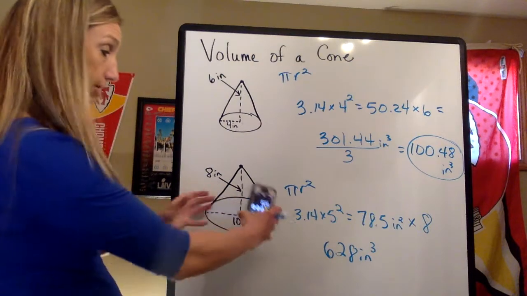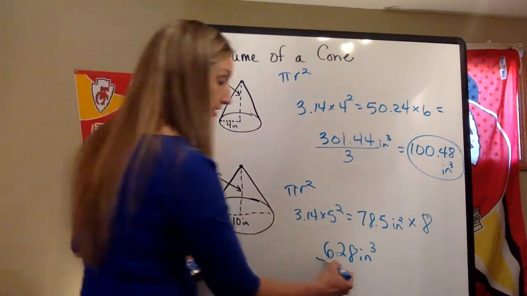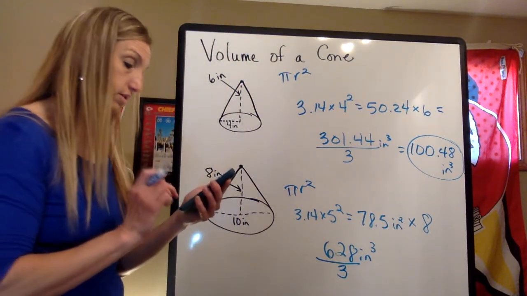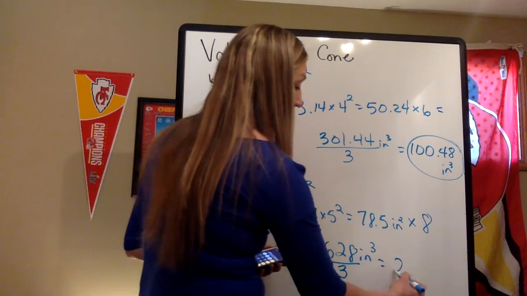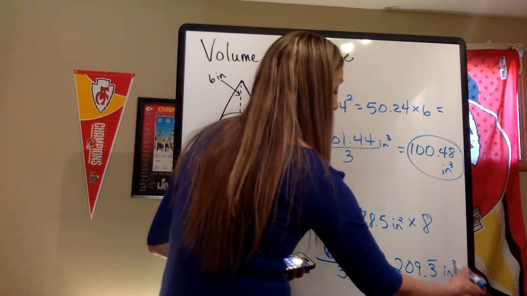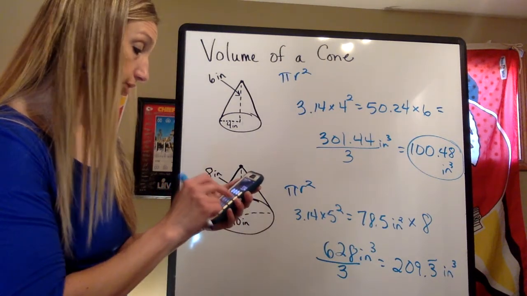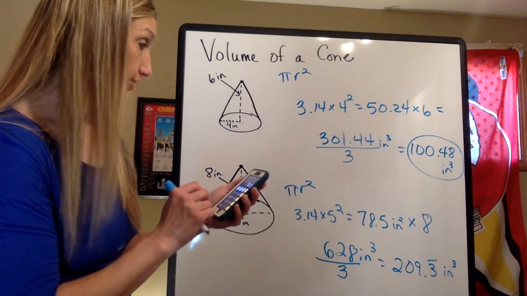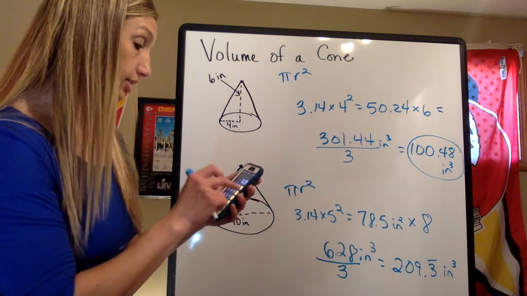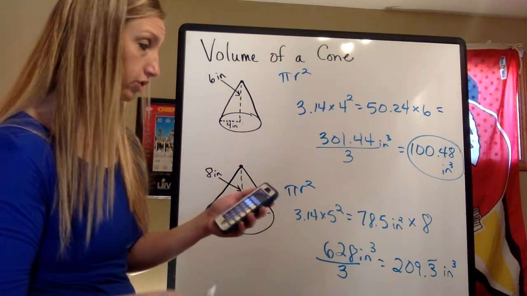That would be the volume of the cylinder. But I have a cone, so I've got to take that number and divide it by 3. And I get 209.3 inches cubed. I'm going to just double check my math real quick. 3.14 times 25, 78.5 times the height, which is 8. I'm at 628. Divide that by 3. 209.3 repeating inches cubed.